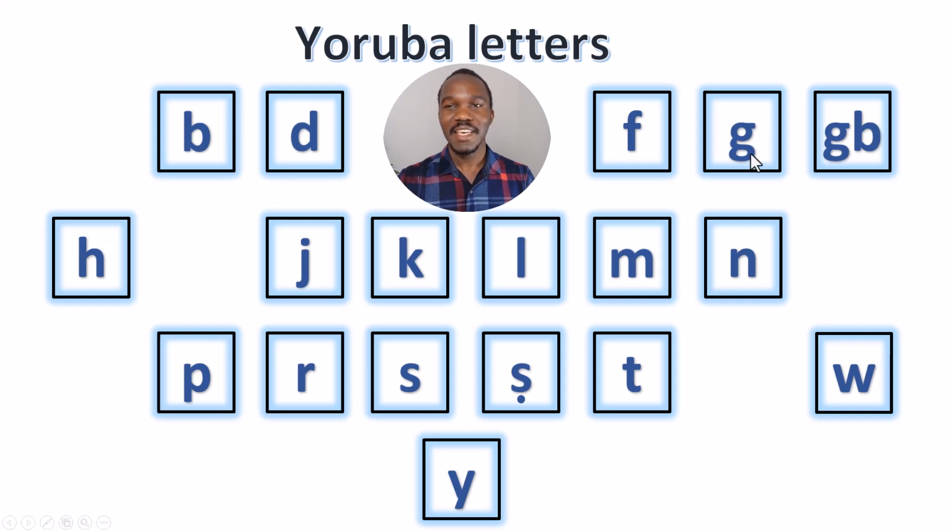Gi. And this one is always the tricky one. It's a digraph. It makes one sound. It's a digraph in Yoruba. And it's what? B. I know it's always tricky for those who have not spoken Yoruba before or are not used to it. But the more you practice, the more you know it. B.